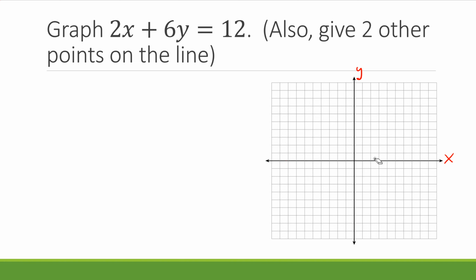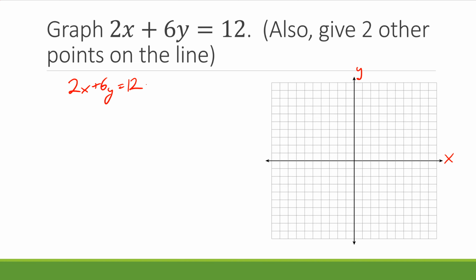Intercepts method is a very easy way of graphing. So let's take a look at 2x plus 6y equals 12. We're going to graph the line, then we're going to give two other points on the line based on the graph.